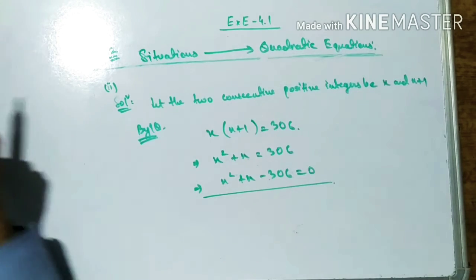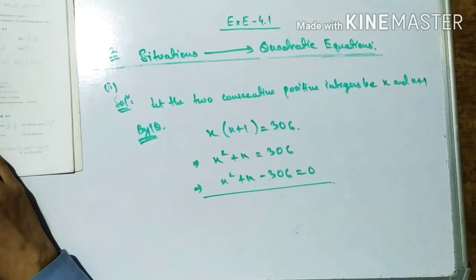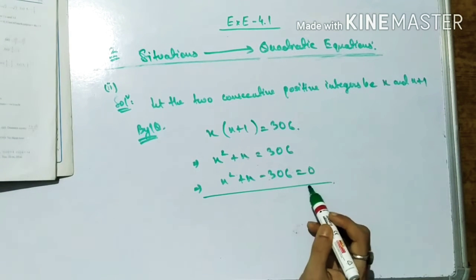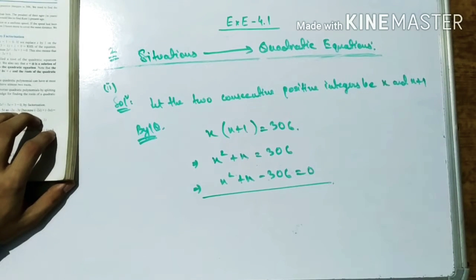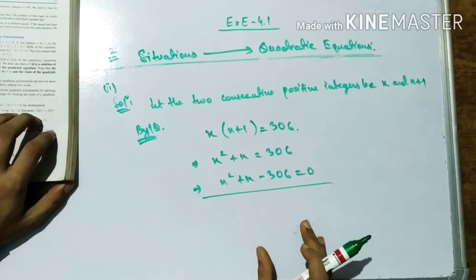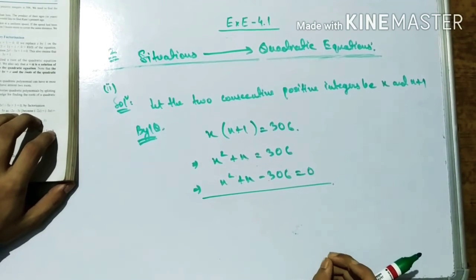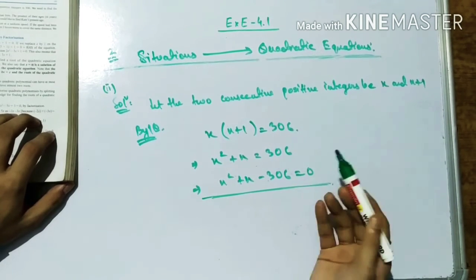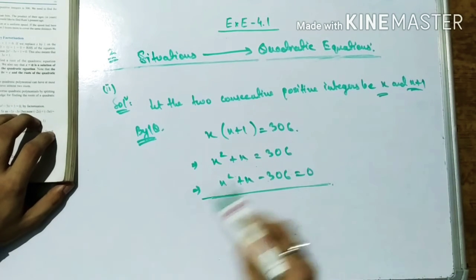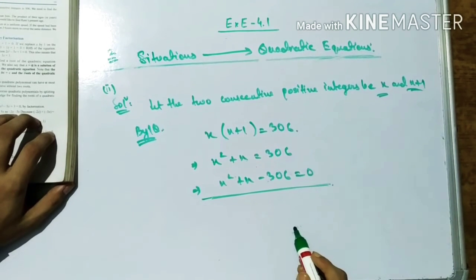Let me check the back answer. Exercise 4.1, x square plus x minus 306 is equal to 0. We need to find the integers. Product of two consecutive positive integers is 306. So I have to represent this situation in a quadratic equation. That only I have done. I have represented this situation as x square plus x minus 306 is equal to 0. When you solve this quadratic equation, you will get the two consecutive positive integers.